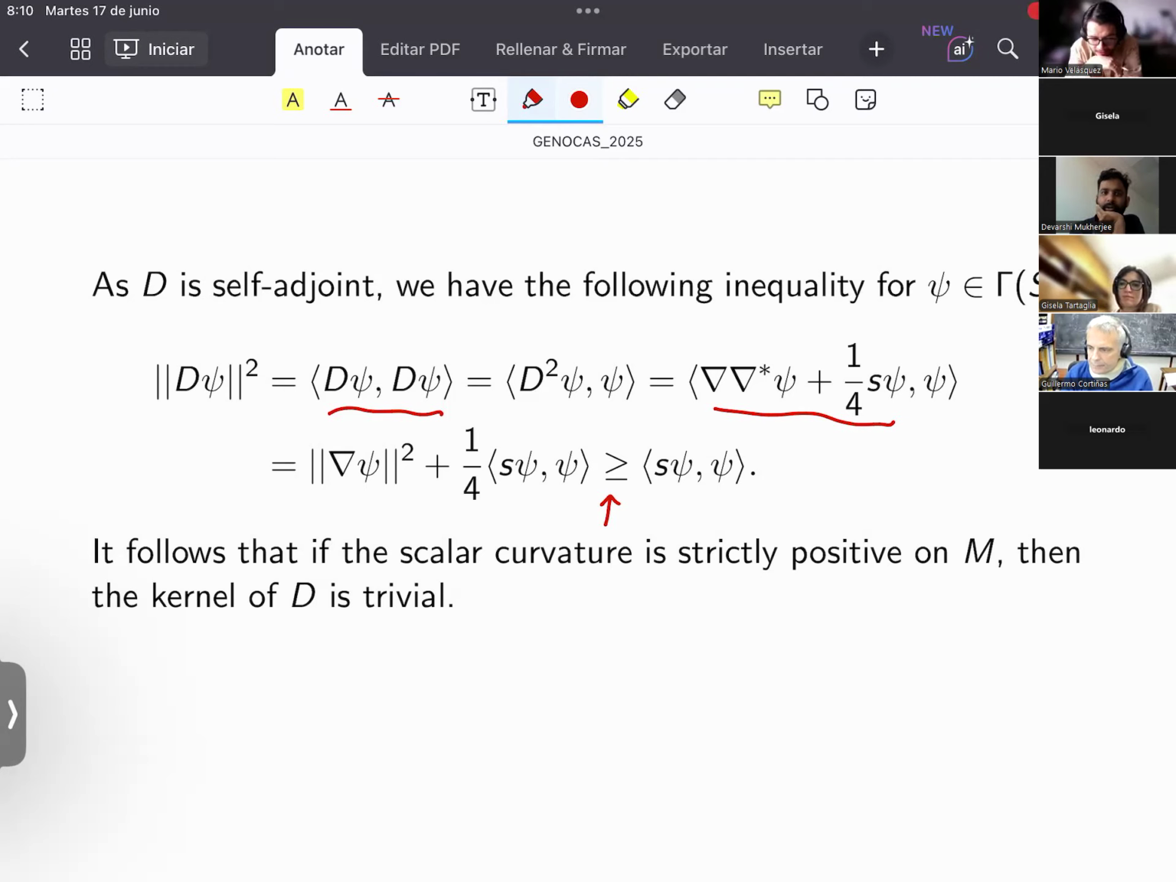We have this inequality. This inequality says that the norm of Dφ is greater or equal than the scalar curvature times the norm of φ squared. It means that if the scalar curvature is strictly positive, then the kernel of D is trivial. We can deduce this fact from this formula.